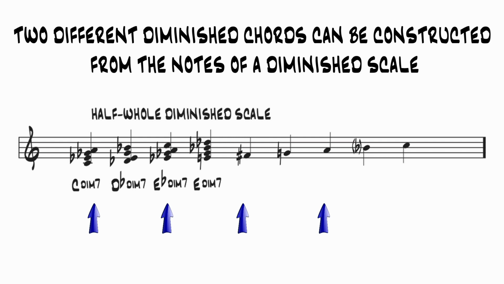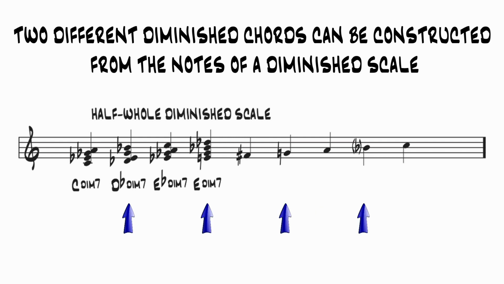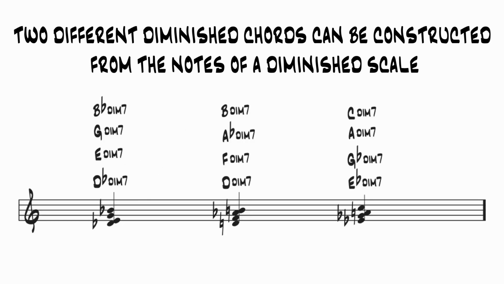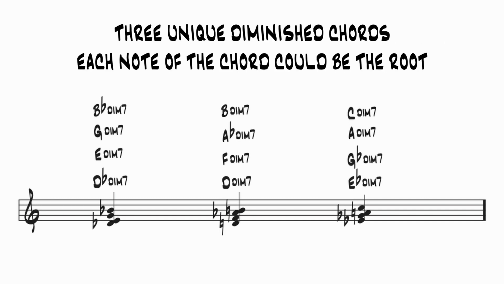So C, E flat, F sharp, and A diminished are identical, and it's the same thing for D flat, E, G, and B flat. Because 4 diminished chords share the same notes, there are only 3 unique diminished chords that can be constructed from the 12 available notes. Within each diminished chord, any of the notes could act as the root. Again, this is all because of the symmetry of the intervallic pattern.